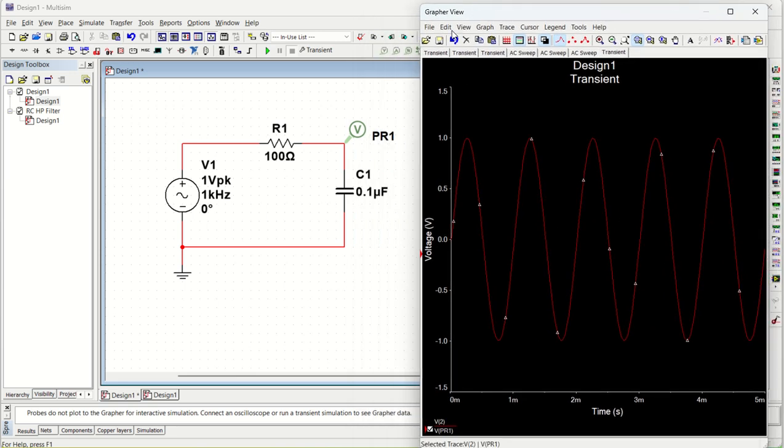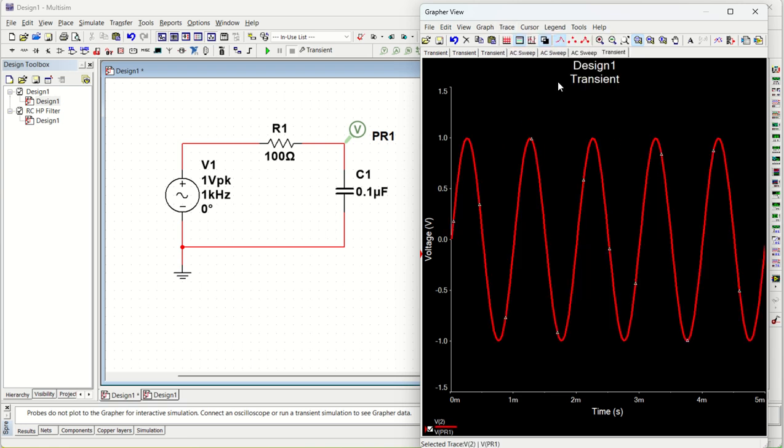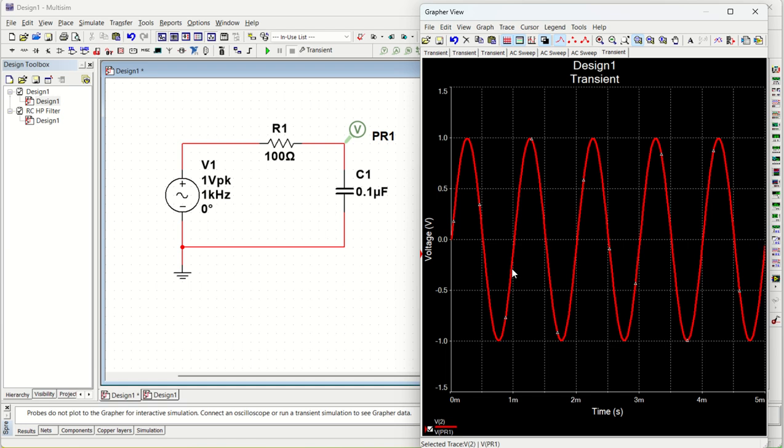This is the output. How much output are we getting? Exactly plus minus 1 volt, which is expected. 1 volt was the input, and 1 volt is coming as output. I will just make the trace a little wider. And let us switch on the grid as well.